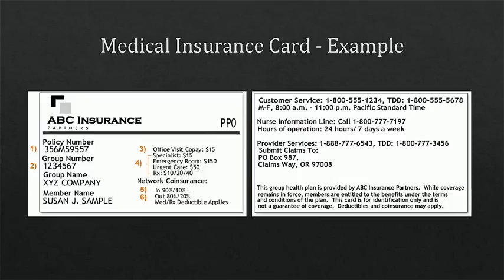Number 1 indicates the policy or subscriber number. Number 2 indicates the group number. Number 3 indicates the copayments for office visits. Number 4 indicates the copay for an emergency room visit and urgent care visits, as well as their prescription copayment. Number 5 shows the payer's in-network benefits for the patient. And number 6 shows the out-of-network benefits available for the patient's plan. The back of the card will contain the insurance company's contact information and claim submission address.